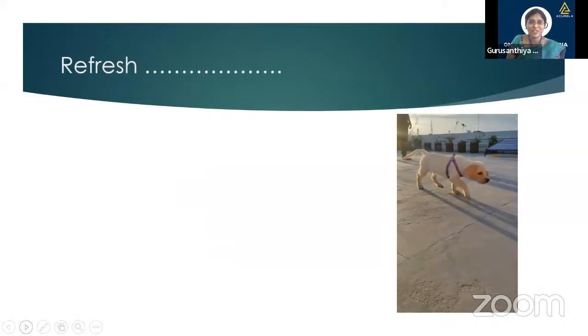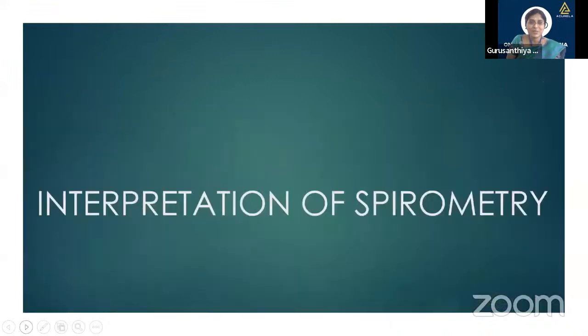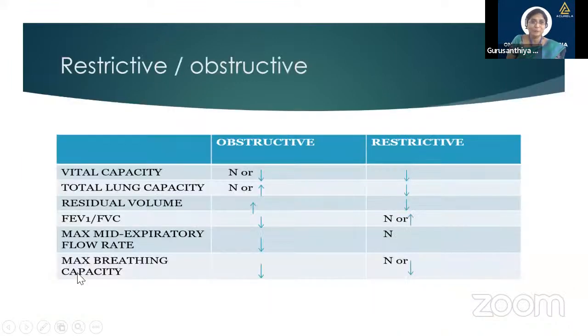Just to refresh, I've given a few examples of interpretation of spirometry. In the case of an obstructive disorder, this is just a revision of all the things which we have seen. In an obstructive pattern, the vital capacity is going to be normal or decreased, the total lung capacity is going to be normal or increased, and the residual volume is going to be increased.